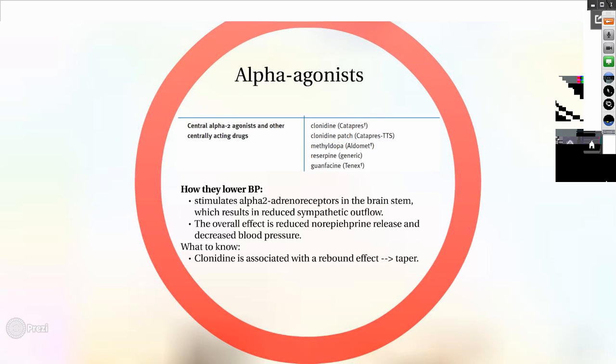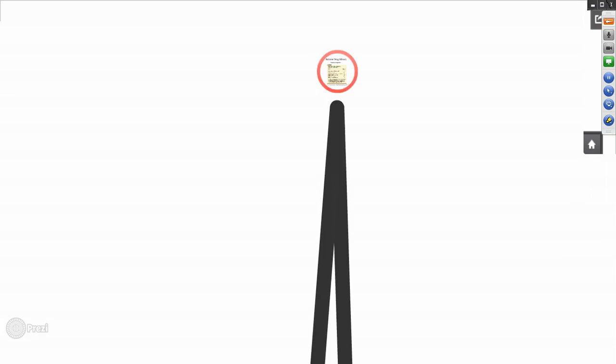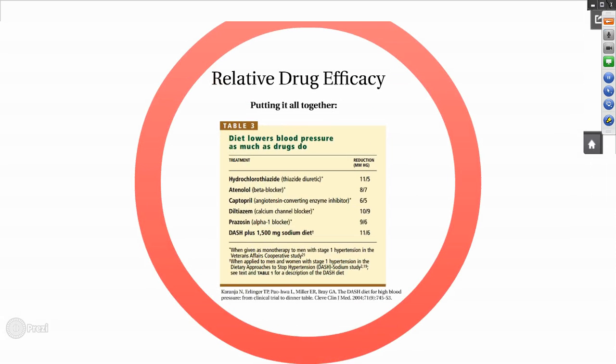So I hope you guys enjoyed this depiction of how the classes are working and where they're working in the body. I want to go here to this table now so we can put all this together. Let's put all this stuff that we just talked about together. This table shows the blood pressure reductions of the therapies we've just discussed. And right away, what do you notice?